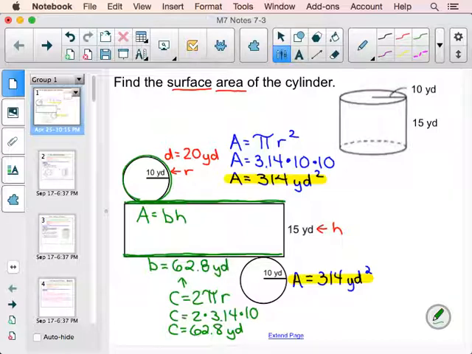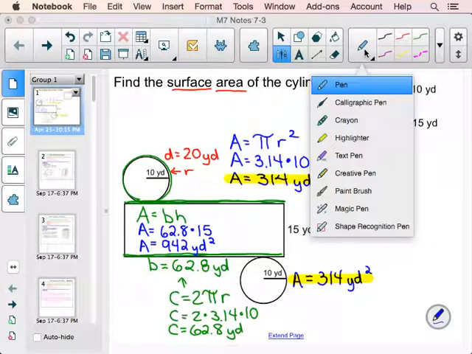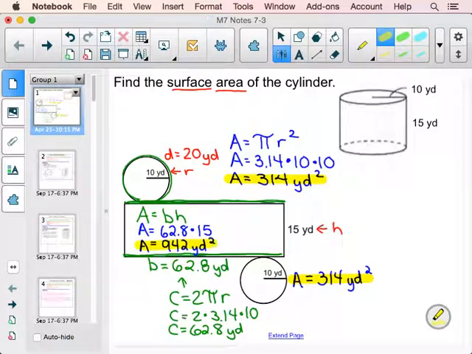Now I have enough information to figure out the area of the rectangle. I'm going to fill in that the base is 62.8 yards times its height, which is 15 yards. And when I multiply that out, I get that the area of this rectangle is 942 square yards. That is another area, so I'm going to highlight that.